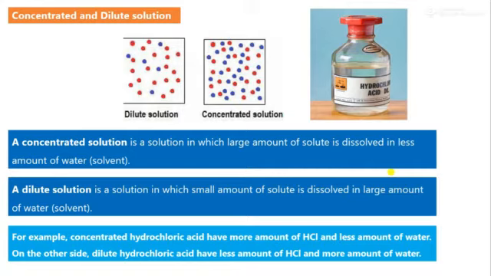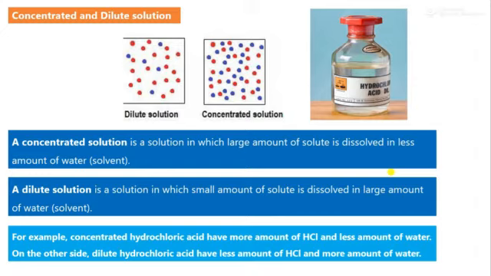Let us assume the red dots are water and the blue dots are acid. That means in a dilute solution the acid quantity is less whereas the water is more. If I talk about the concentrated solution, the acid quantity is more and the water content is less. Right, a concentrated solution is one in which a large amount of solute is dissolved in a small amount of water. Solute is in the large amount and the solvent is in the small amount in a concentrated solution.